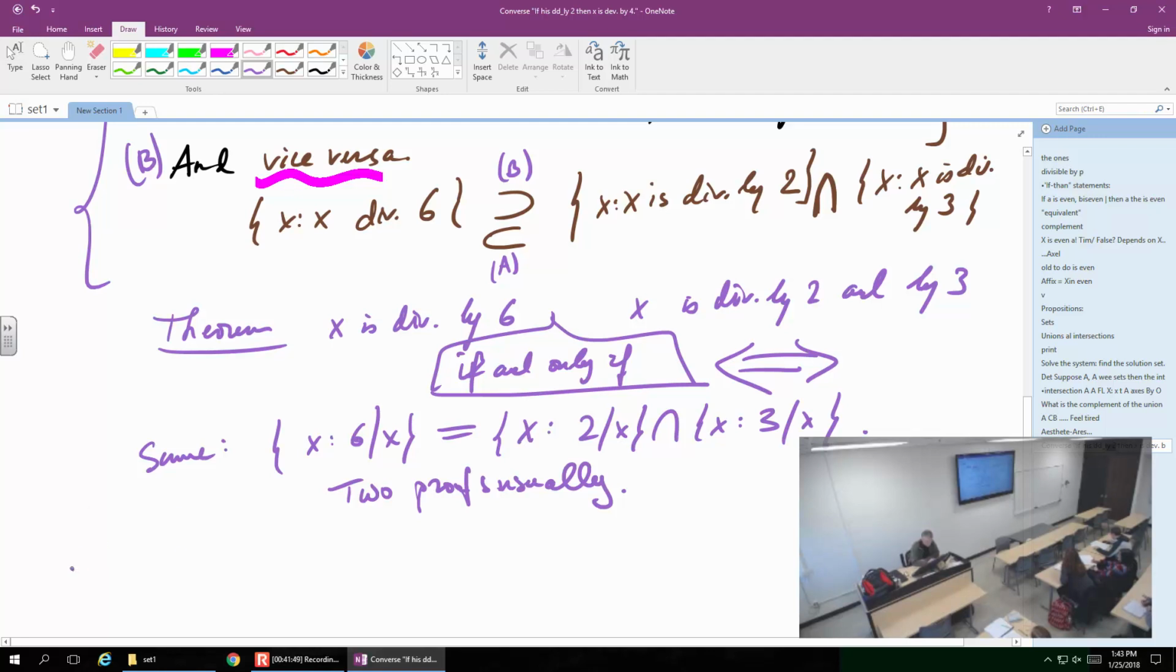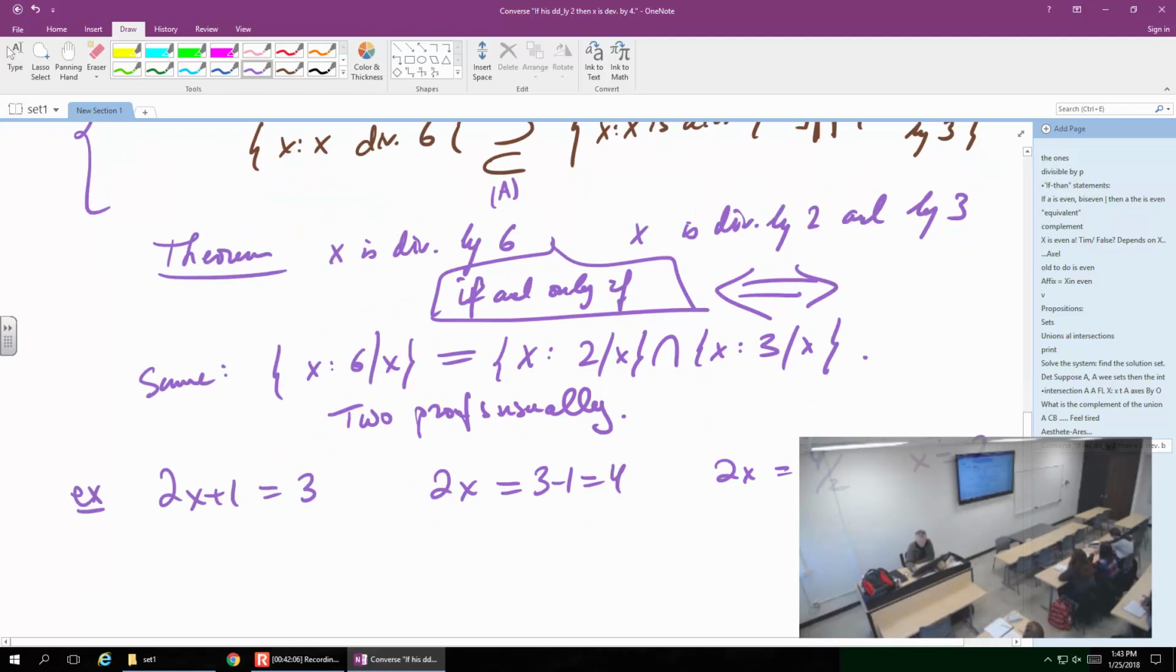How about, it's like in algebra, say 2x plus 1 is equal to 3. I go on and I say 2x is equal to 3 minus 1, which is equal to 4. 2x is equal to 4, so x is equal to 4 over 2, x is equal to 2. Okay, so that's algebra like from middle school. But these are statements. What's the relation between the statements?